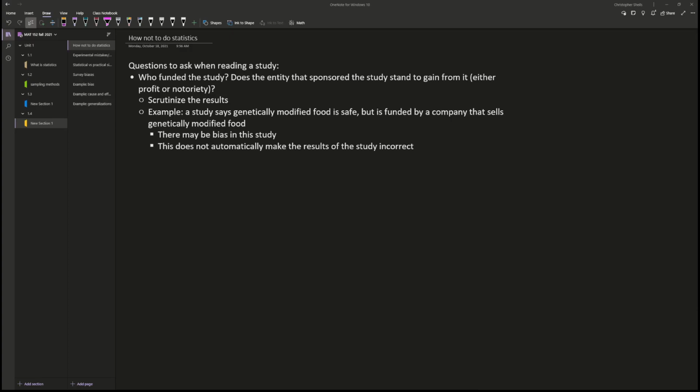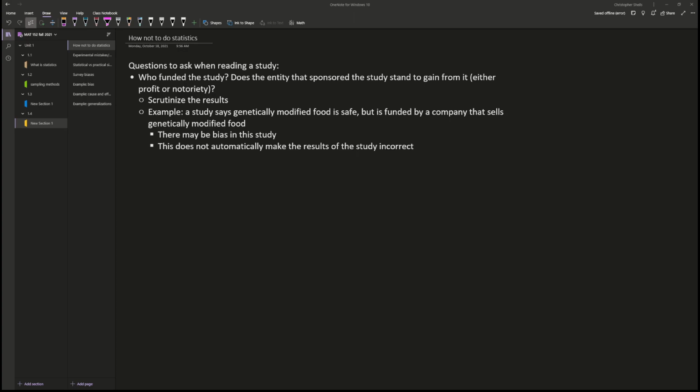All right, now we're going to touch on some of the big picture ideas of section 1.4. 1.4 is all about how not to do statistics. Many studies are conducted and many conclusions are made. But there are occasions when the study is not conducted in the correct manner, or the conclusion is not correctly made from the data. There are many things that you should question when you read a study.